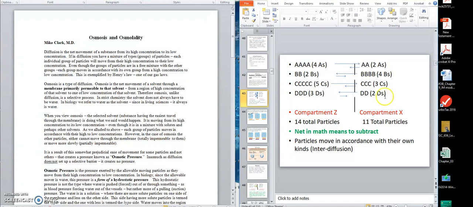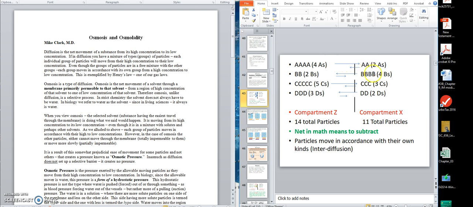What it is, the A's, there are 4 here, would primarily go this direction. Now, some will come back this direction. See, these particles don't have a brain, so if they bounce over here, they'll bounce back this way. But that's where the net movement comes in. Net means to subtract. So there's a net movement in this direction because there are 4 going this way minus 2. So the net direction is this way for A's.